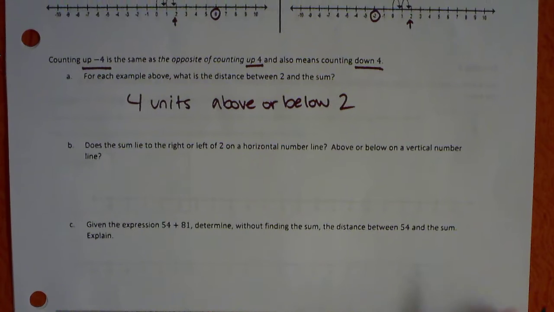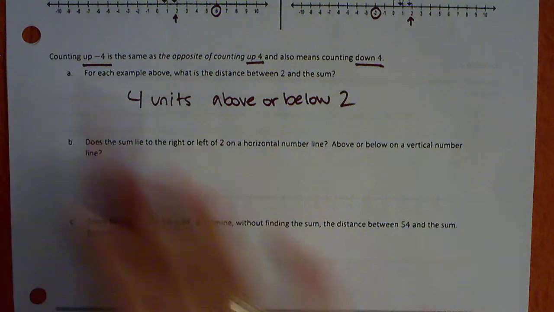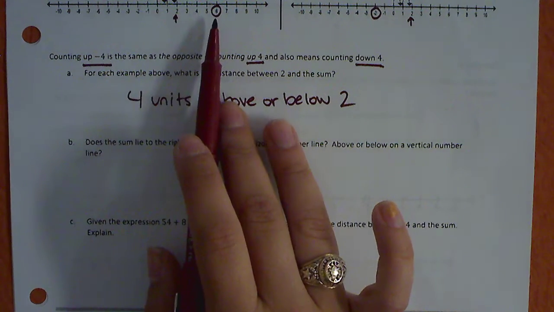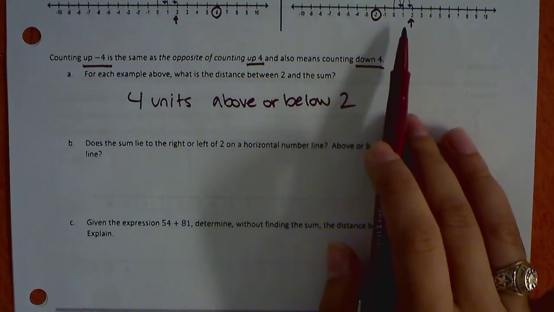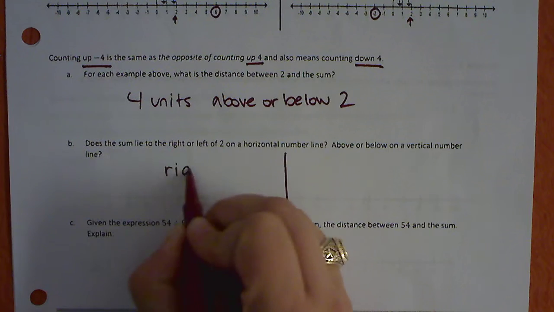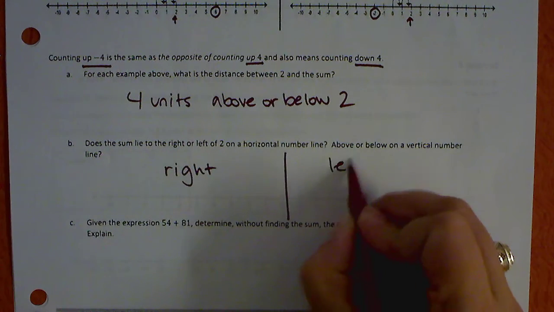Part B asks us, does the sum lie to the right or left of 2 on a horizontal number line? So that's kind of what we just answered. Since this is horizontal, we would say 6 is to the right of 2 and negative 2 is to the left of 2. So I'm going to draw a line to say that on this one, it's to the right. On this one, it's to the left.